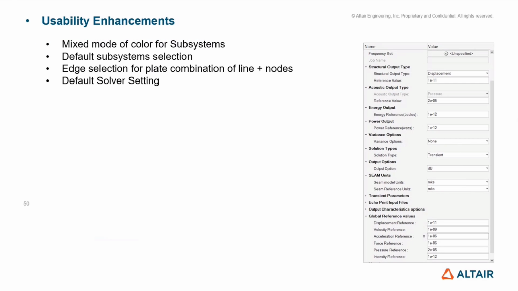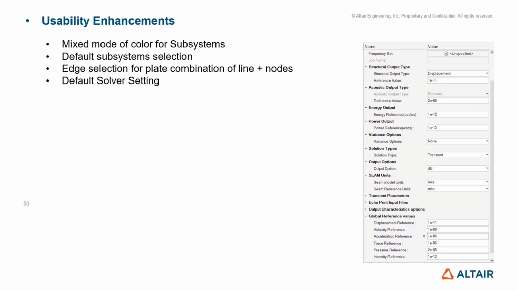The other user enhancements which we did include mixed mode for coloring of subsystems. These are a few minor enhancements but useful in reducing time and confusion. While creating subsystems, users wanted to have a topology view. So we added the topology view, which gives a clear indication of any break or any missing overlap. It will reduce their effort.